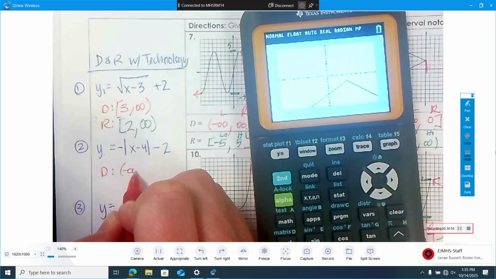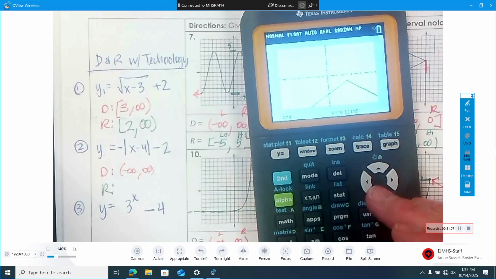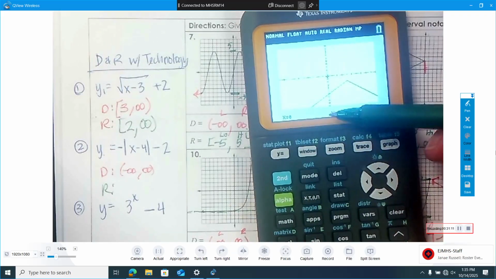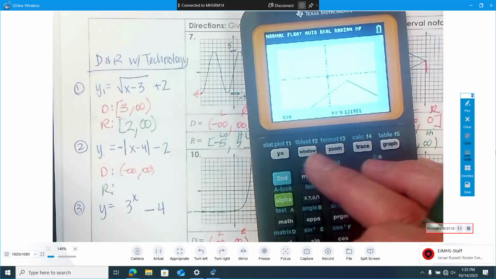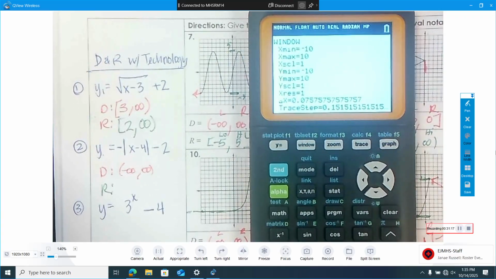Infinite, negative infinity to positive infinity. And how low and how high does it go? Wait, doesn't it get interrupted? It does not. And in fact, we could change our window. I want my y-axis to go much, much lower. If I change the window and change my y minimum to like negative 1,000.